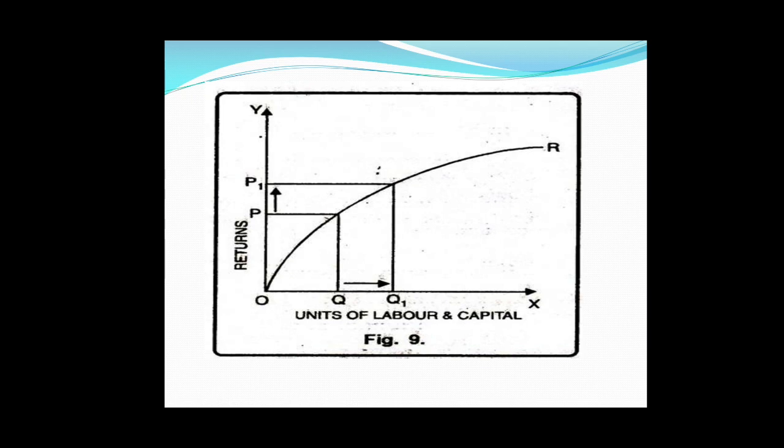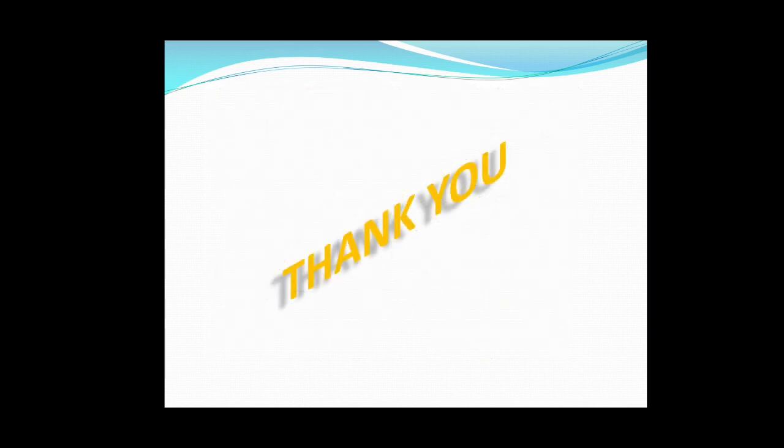That is, in this case, the distance from Q to Q1 is greater, whereas the distance from P to P1 is less, which means that the percentage increase in output is less than the percentage increase in inputs. Or we can say the output increases proportionately less than the increase in inputs, and this is the final stage of the law of returns to scale, which is known as the decreasing returns to scale. So dear students, this is all about the law of returns to scale.